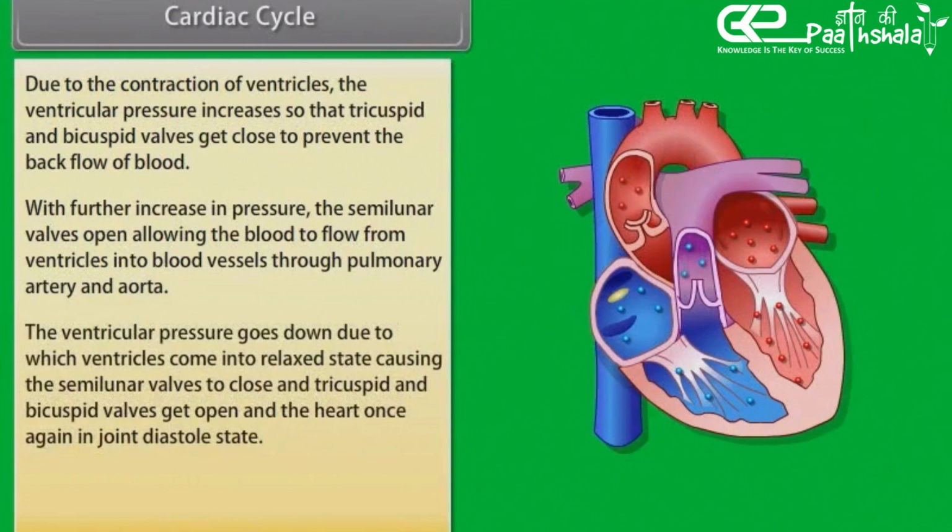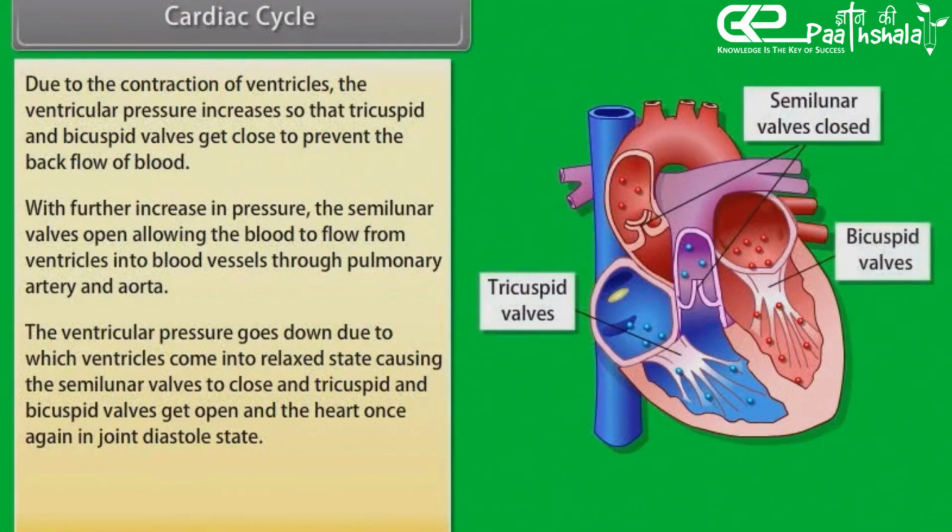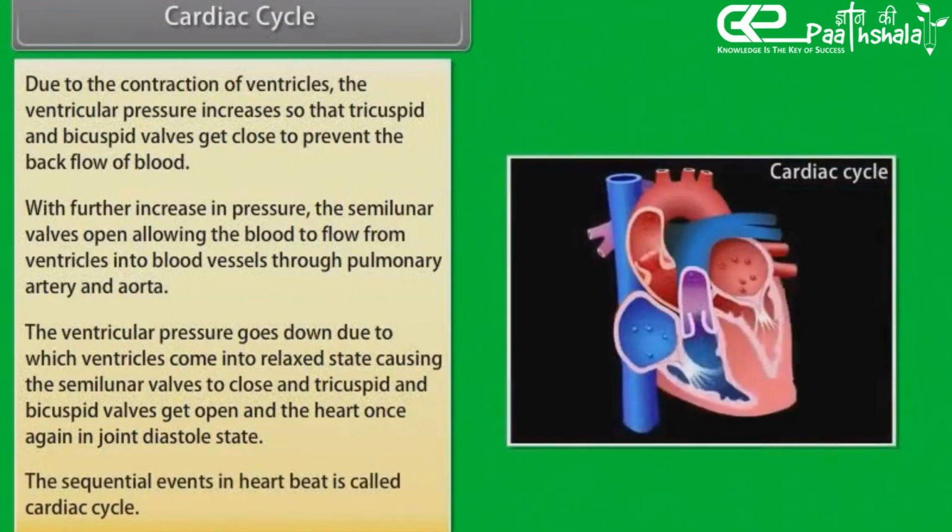The ventricular pressure goes down, due to which ventricles come into relaxed state, causing the semilunar valves to close and tricuspid and bicuspid valves get open, and the heart once again is in joint diastole state. The sequential events in a heartbeat are called the cardiac cycle.